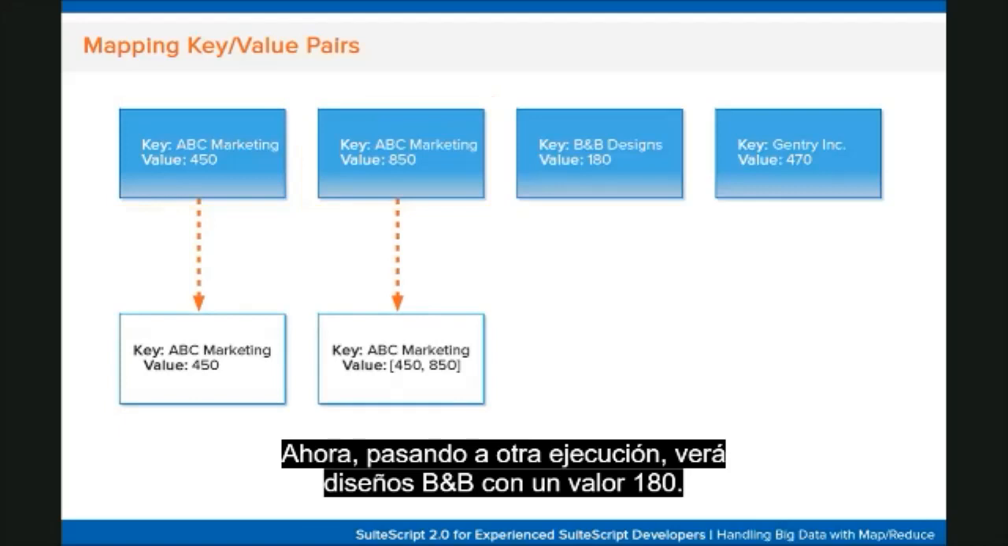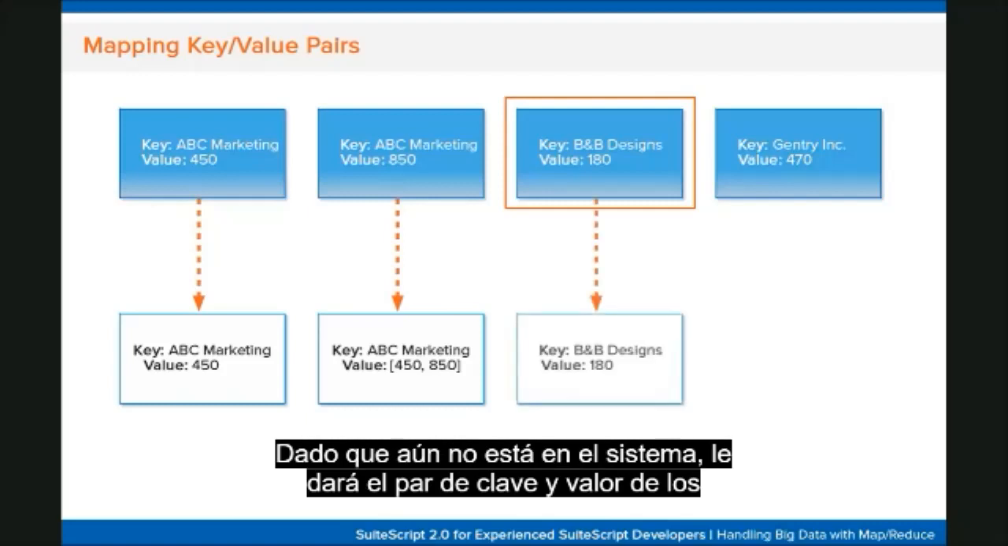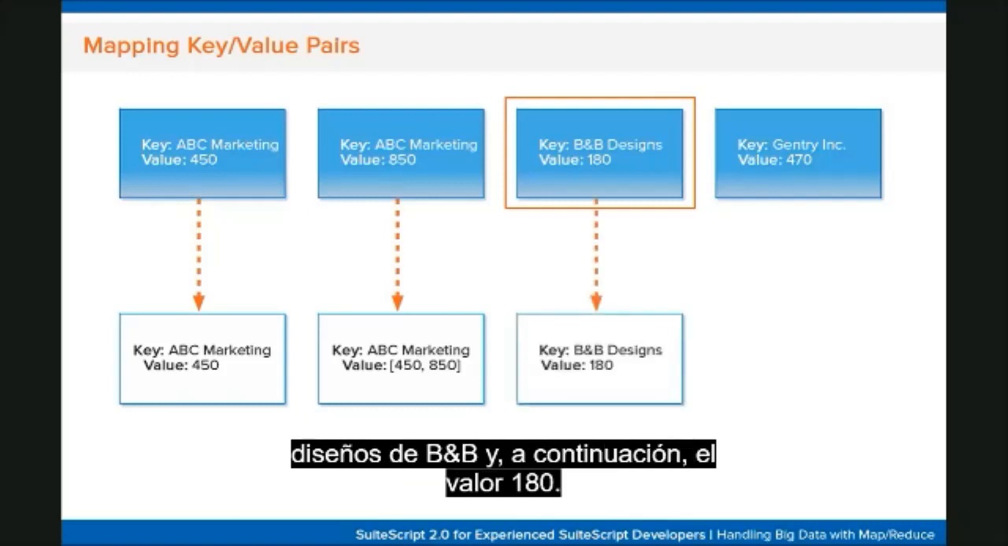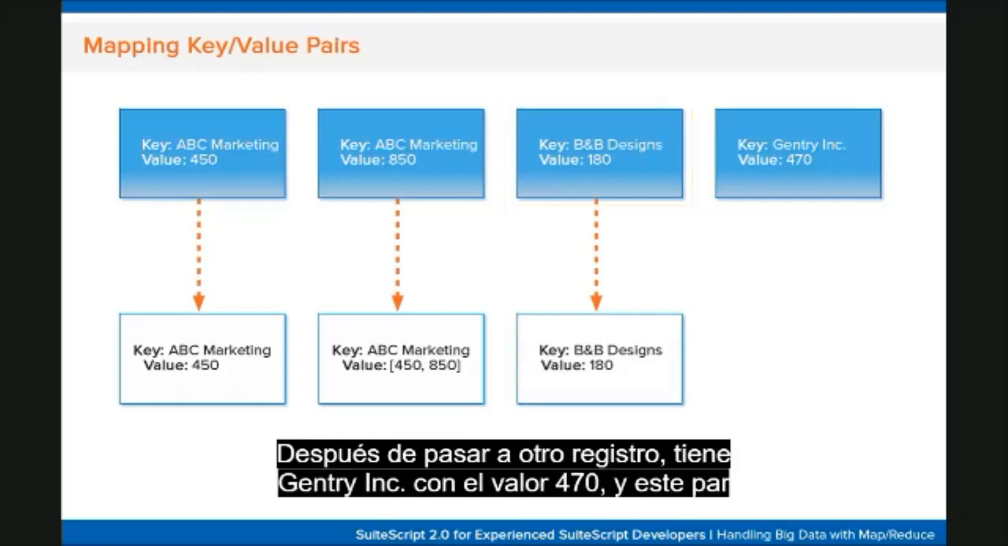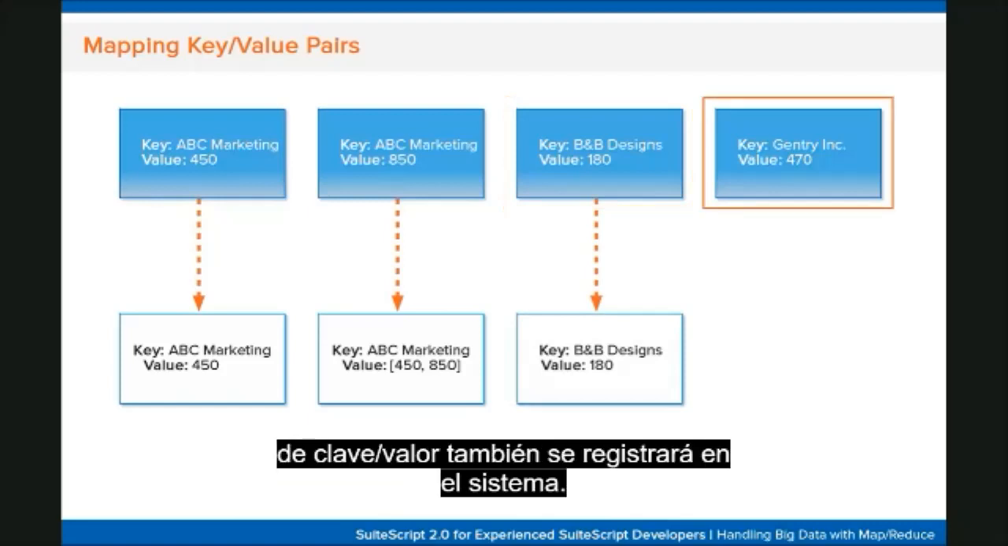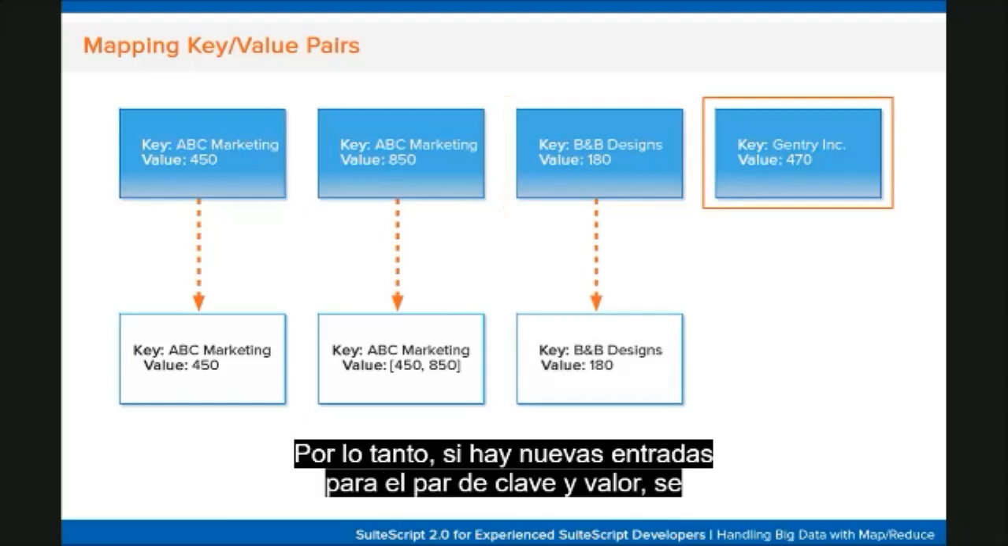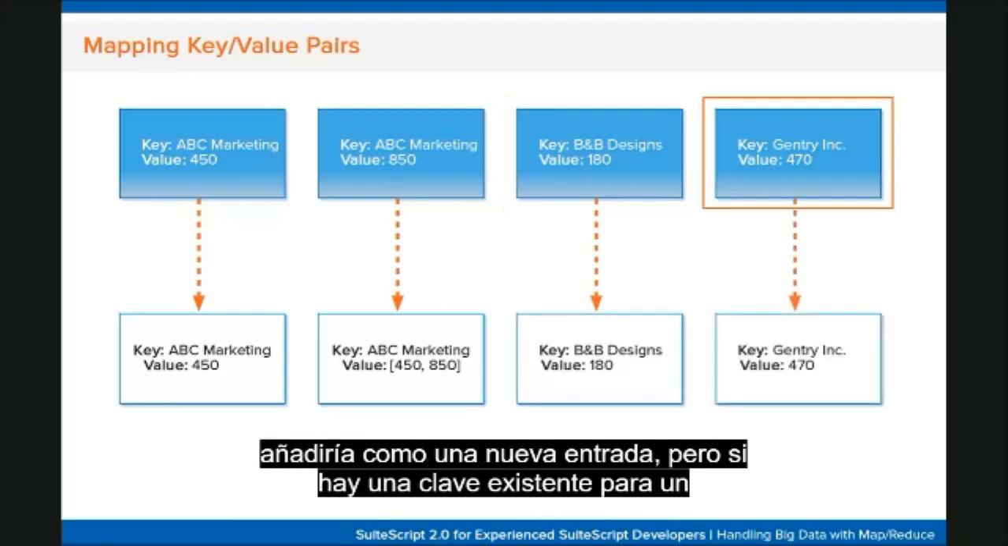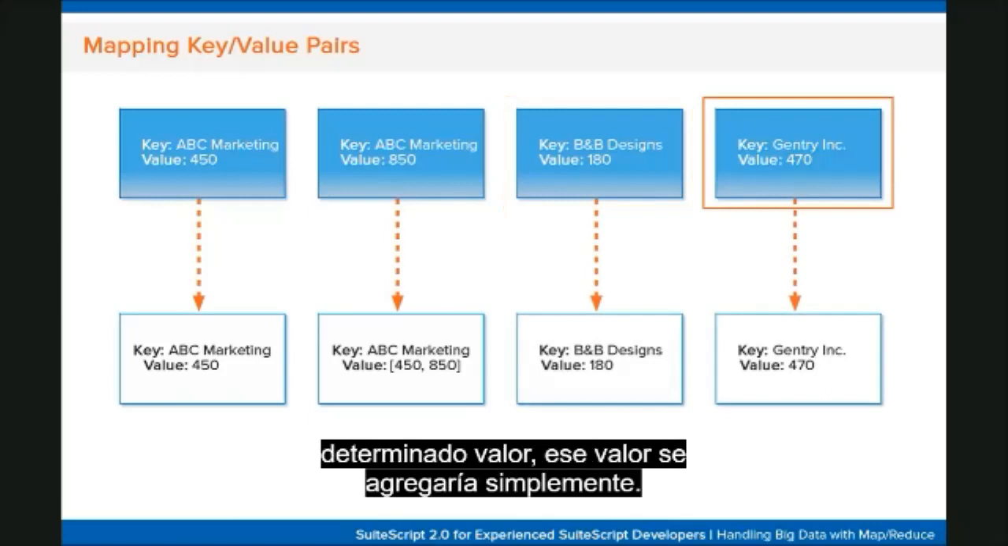Now moving on to another execution, you see BNB design with the value 180. Since this is not in the system yet, it'll give you the key and value pair of BNB design and then value 180. And then moving on to another record, you have Gentry Inc. with a value of 470. And this key value pair would also be recorded in the system. So if there are new entries for the key and value pair, that would be added as a new entry. But if there is an existing key for a certain value, then that value would just be added.